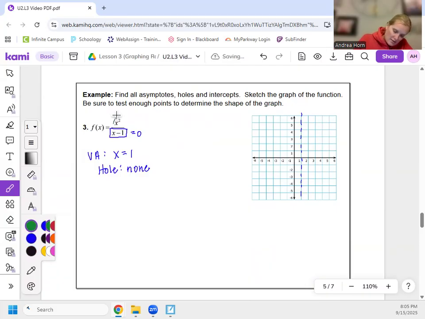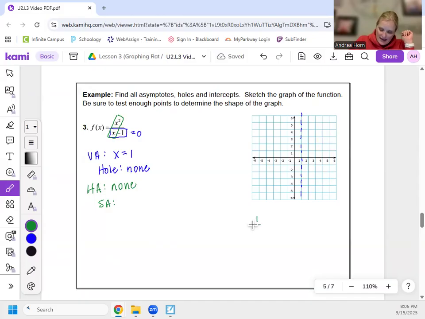My horizontal asymptote is the ratio of my front numbers. This time, my numerator, my top, is bigger than my bottom, which means I don't have a horizontal asymptote, but I automatically have a slant asymptote. Since I'm dividing by x minus 1, I can use synthetic division. So I'm going to have 1, and then on the top, I have 1, 0, 0. I have two zeros, one for the x value and one for the constant.